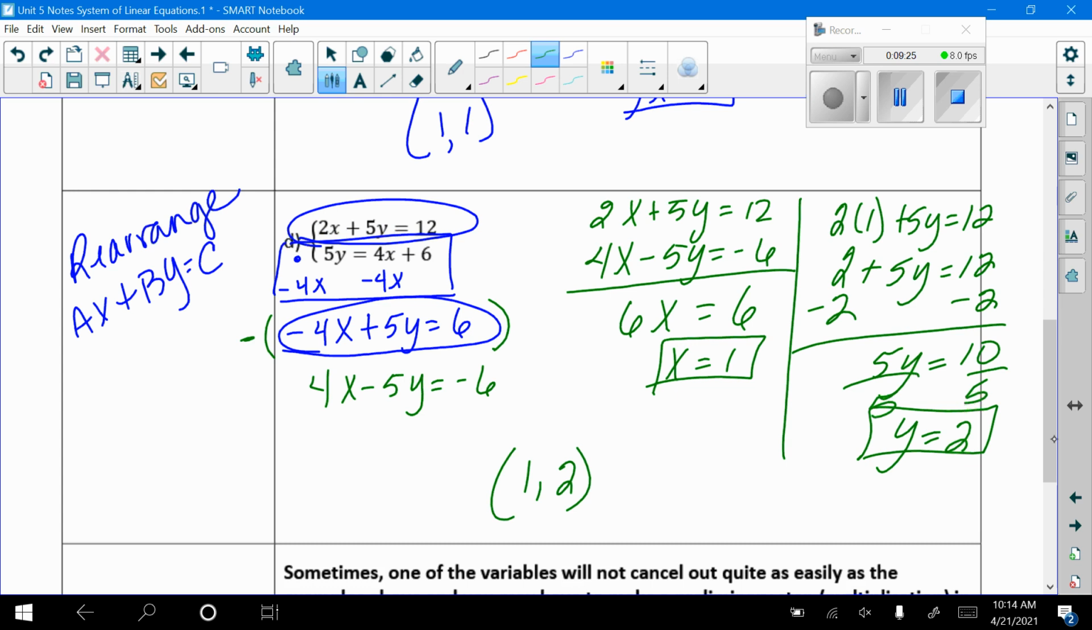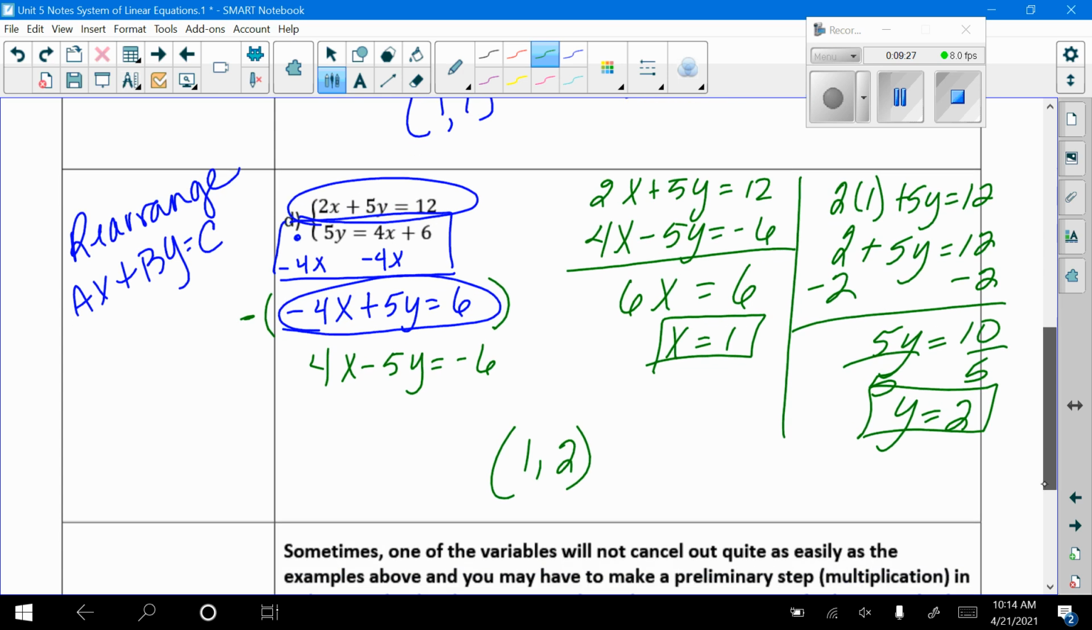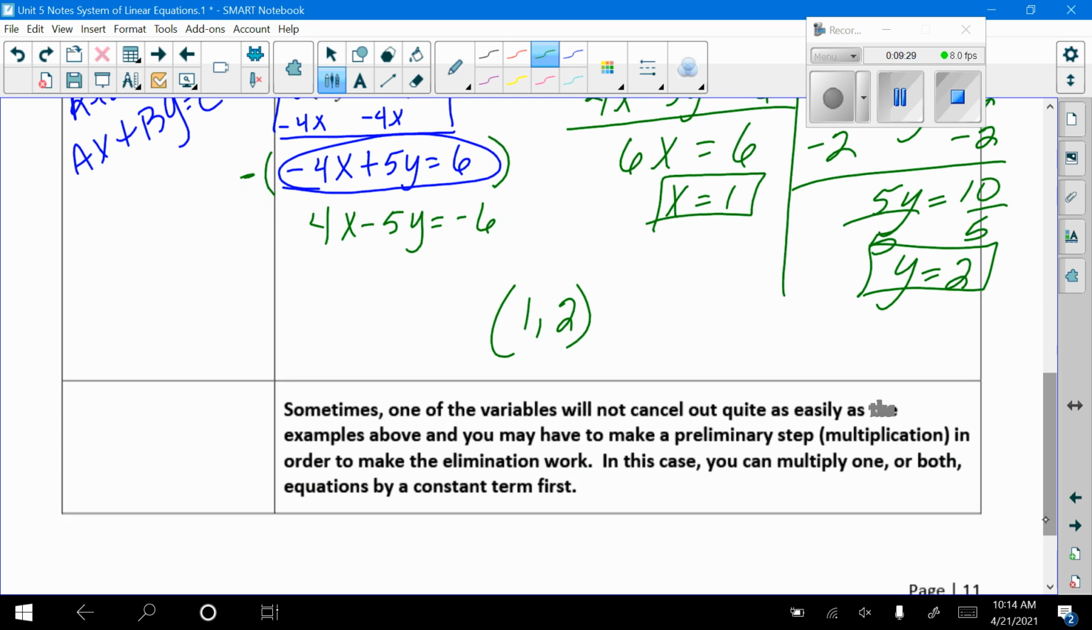And then it leads into our next set, which will be 5.4, because sometimes not all of them are going to cancel as easily. So we're going to have to do some preliminary work, some multiplication of possibly even both equations. So it gets a little bit more in depth on those.